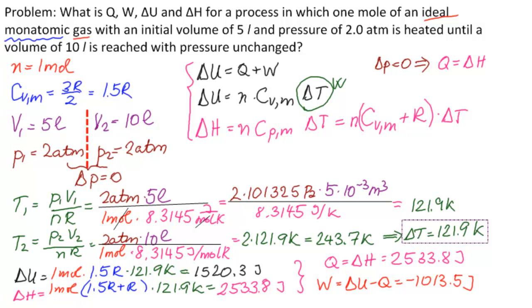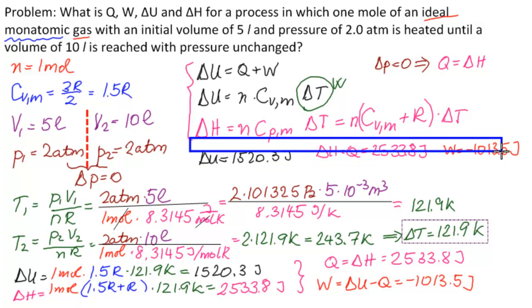So let's write our answers all together. We have delta U equals 1520.3 joules, delta H equal to Q equals 2533.8 joules, and W equals minus 1013.5 joules. And these are the answers to our problem.